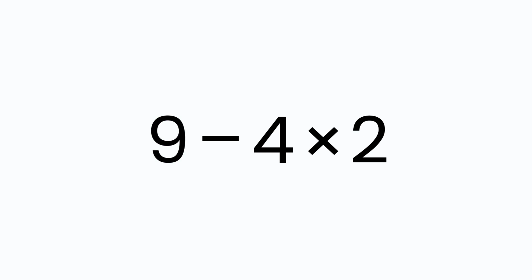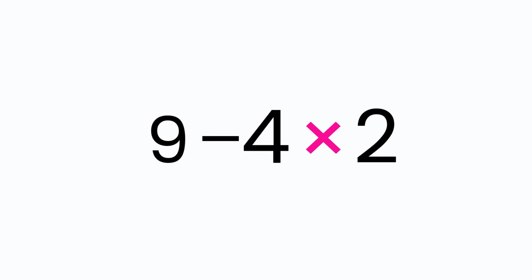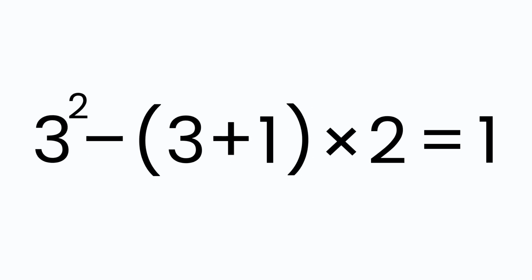The next operation is multiplication. 4 times 2 is 8. And then there's only 9 minus 8 left, which equals 1. Hence, 3 squared minus the quantity 3 plus 1 times 2 equals 1. If you were to solve this in a different order, the answer would be incorrect. It is vital to follow the order of operations.